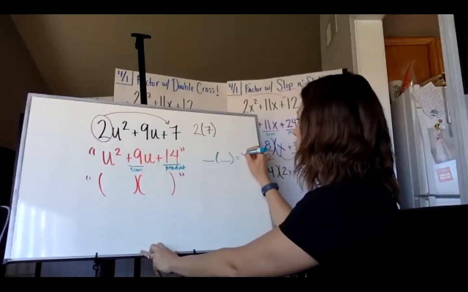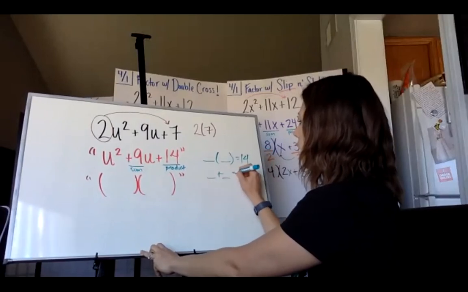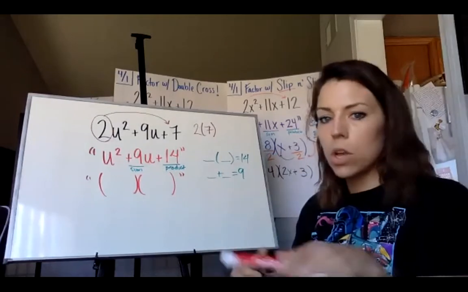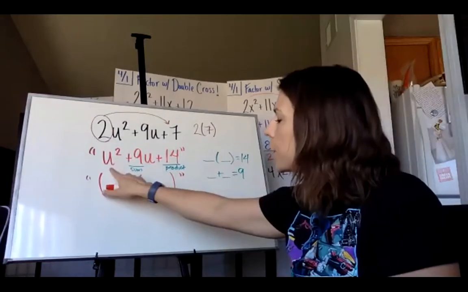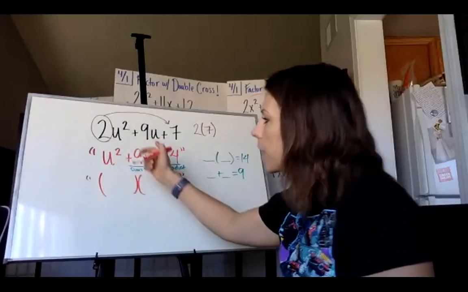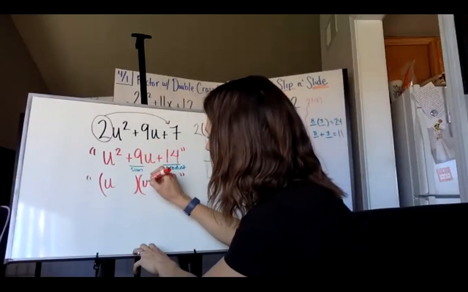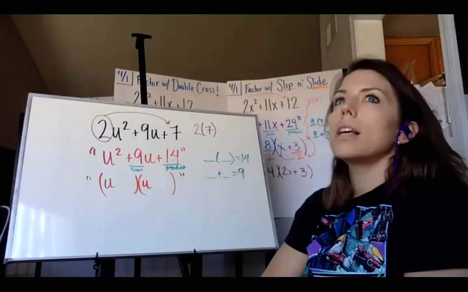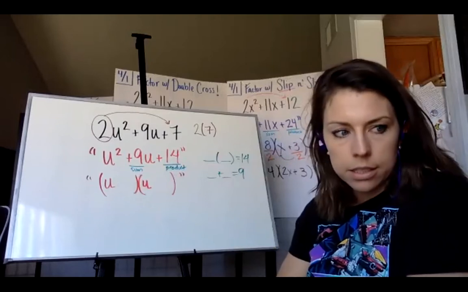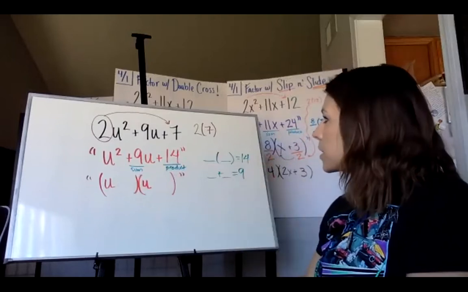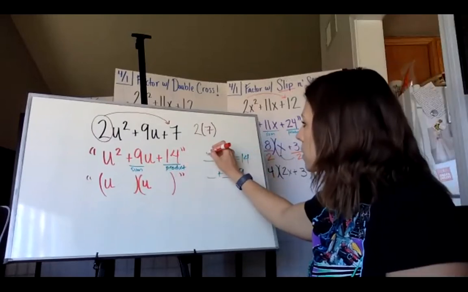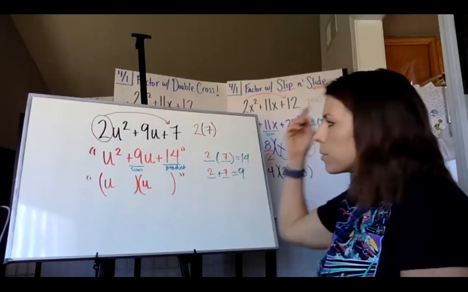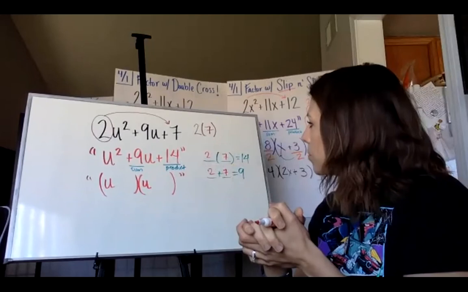So what times what is 14? When I add them together, I get 9. So if you're following along, try to find those 2 numbers. While I'm thinking about it, I know what times what is u squared. That's u times u. So now it's just play the P's and Q's game to fill this in. So product of 14. The only thing that comes to mind for me is 2 and 7. So let's see if that works. 2 times 7 is 14. 2 plus 7 also equals 9. So that's the value of P and Q.